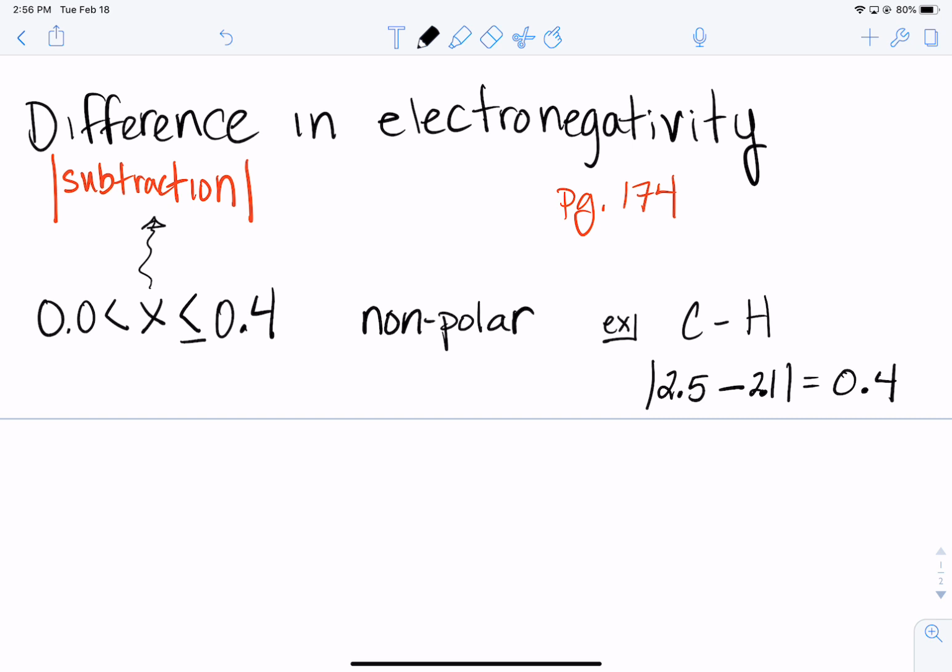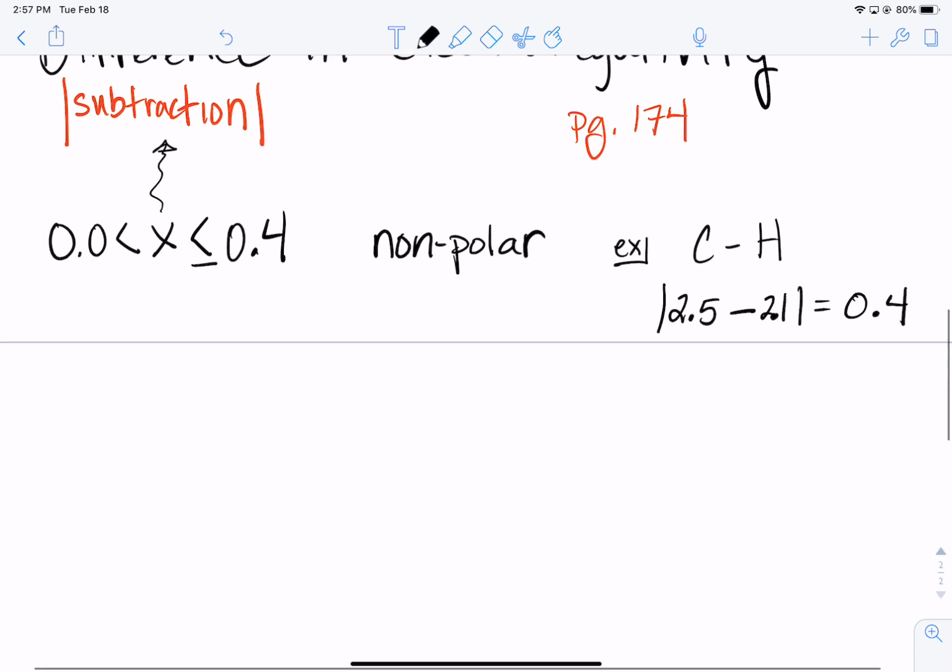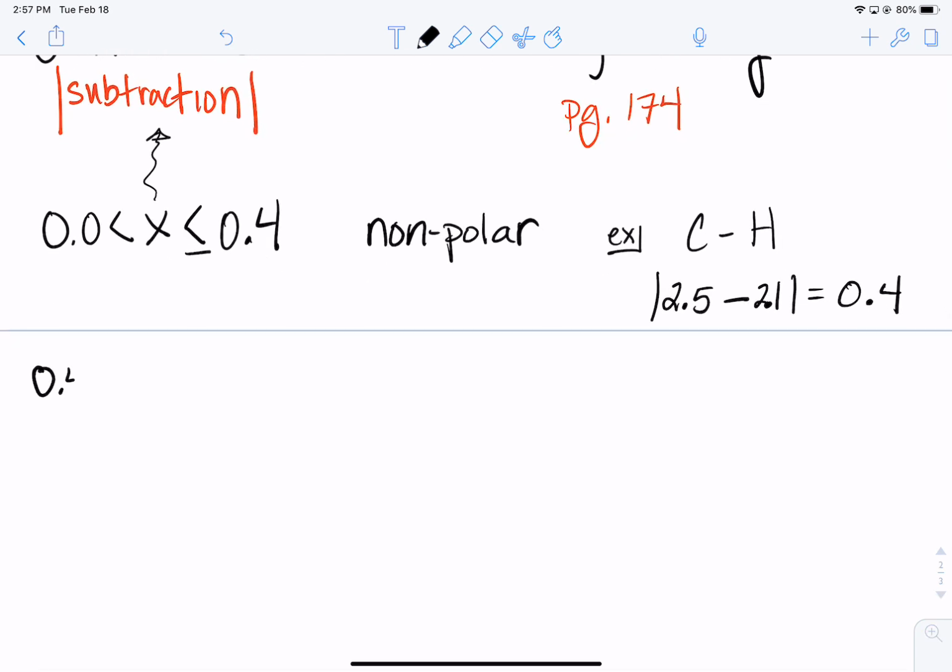That means the bond between carbon and hydrogen is, in fact, nonpolar. The electrons are shared pretty equally. Who wants the electrons more, carbon or hydrogen? Carbon, because it's 2.5 instead of 2.1. But it's such a subtle difference that it's almost no difference at all, and therefore it's shared equally. Now, if the difference is greater than 0.4 to about 1.8, we call this polar. And then if it is greater than 1.8, we actually call that ionic.